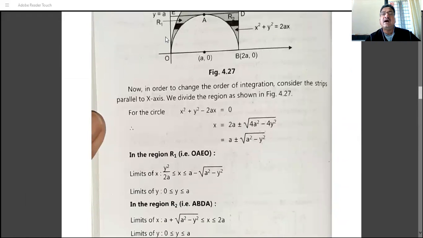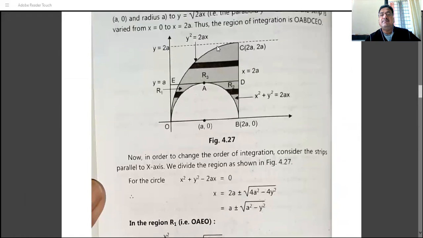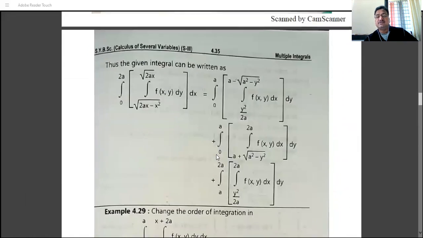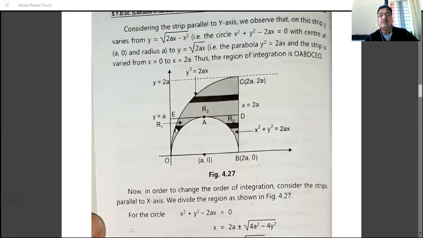So in the region R1, one end of the strip touches the parabola y square is equal to 2ax. And so from this, x is y square by 2a. So y square by 2a is the lower limit. And then the upper limit: in order to find the upper limit, in region R1, the strip parallel to the x-axis has its other end touching the circle x square plus y square is equal to 2ax. So find the value of x.